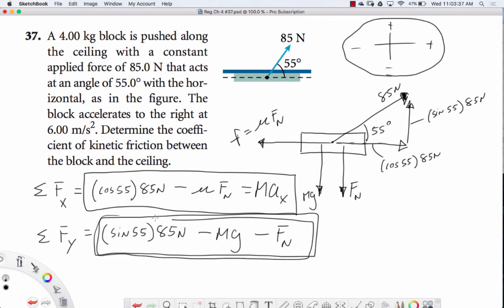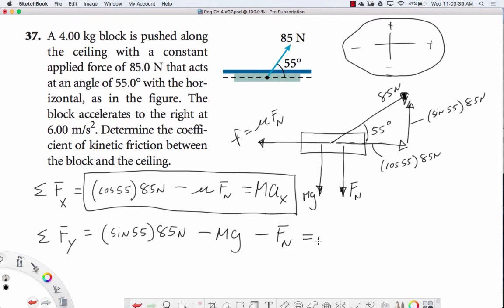What does the sum of the forces always equal? Ma, where that's a y acceleration. But what did we say the y acceleration will be? 0, because the acceleration is only in the x. So this is going to be equal to 0.